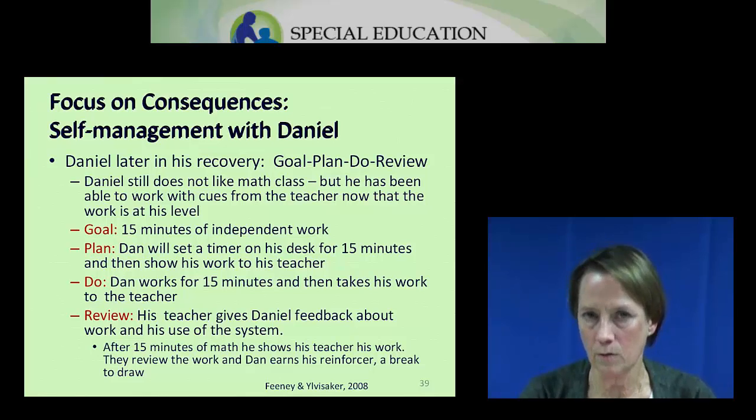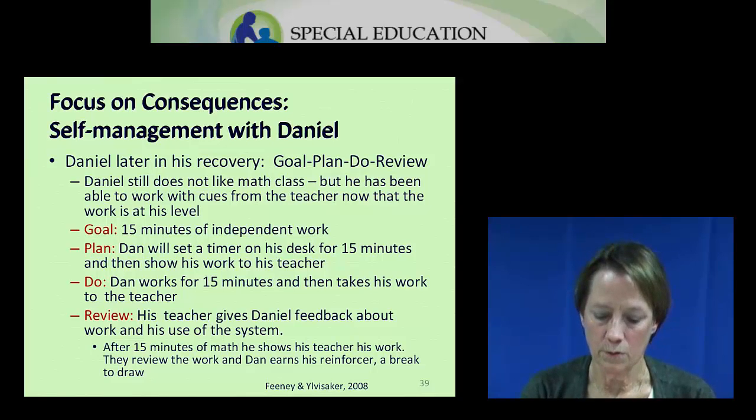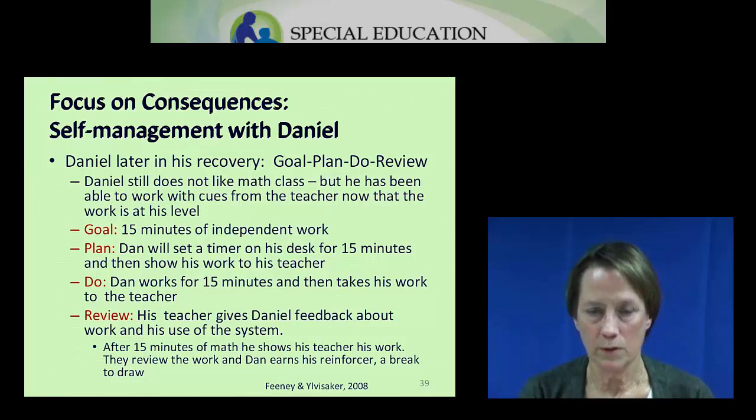So we create a plan with Dan now. And we decide that we're going to set a timer on his desk for 15 minutes, and then at the end of that, Dan is going to show his work to his teacher. So this is what Dan does, the do part. He works for 15 minutes, and then he takes his work to the teacher. Now, of course, early on, Dan might not be able to carry out this system independently. So the teacher is going to have to be monitoring to make sure that Dan is doing what he's supposed to be doing, that he's got the timer working.